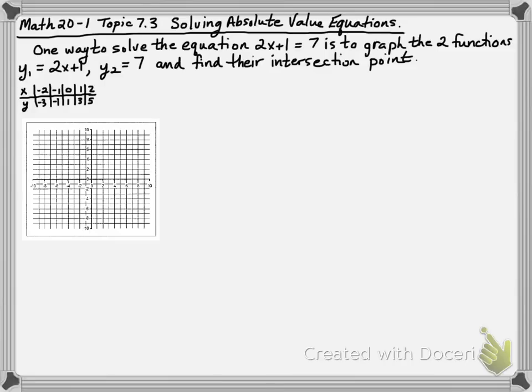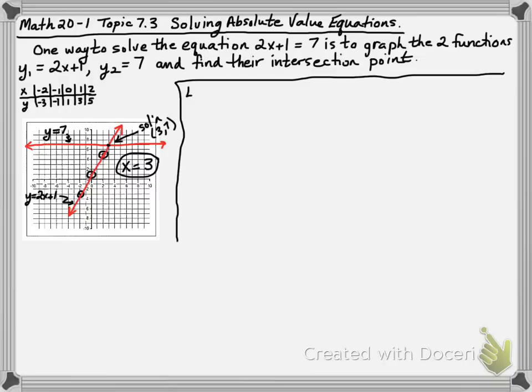Now if I plotted these points and drew a line through it, and I plotted the other line, y2 is equal to 7, that's just going to be a horizontal line through y is equal to 7. Now what you're going to see is that it's going to have one point of intersection, and that's going to be at the point (3, 7), and that's going to be our solution, where x is equal to 3.